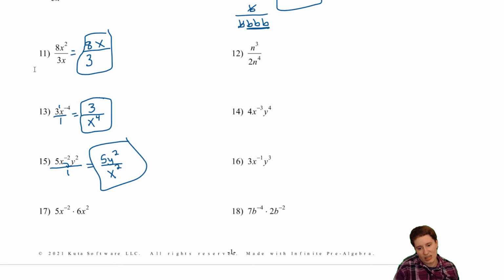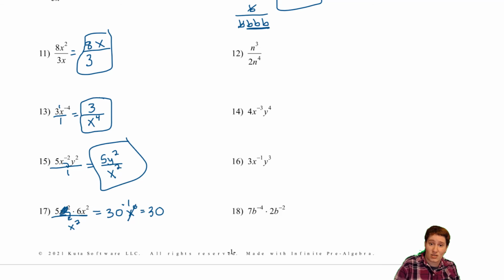For 17, we could do 5 times 6 and get 30. And then we could do this next part in a couple different ways. I would add the exponents together and get x to the 0, which means that's just 1. So 30 times 1 is 30. You also could go ahead and move this down to the bottom and then you'd see the x squareds cancel out. That's one of the other reasons why x to the 0 ends up being 1, because if you have x squared over x squared, those cancel out and become 1, and 2 minus 2 is 0. So there's that connection as well.